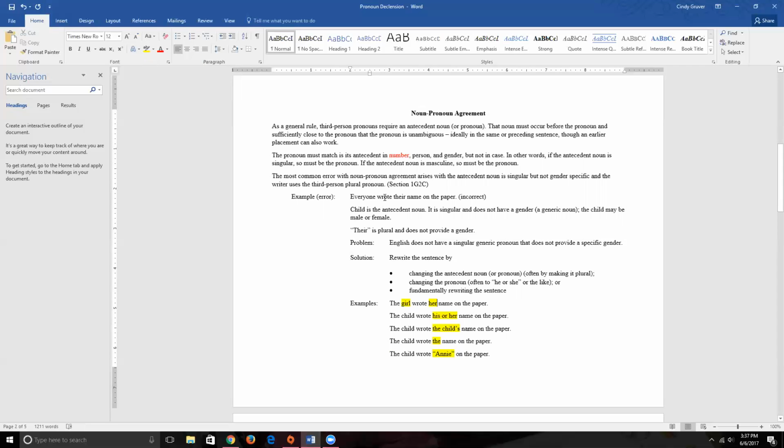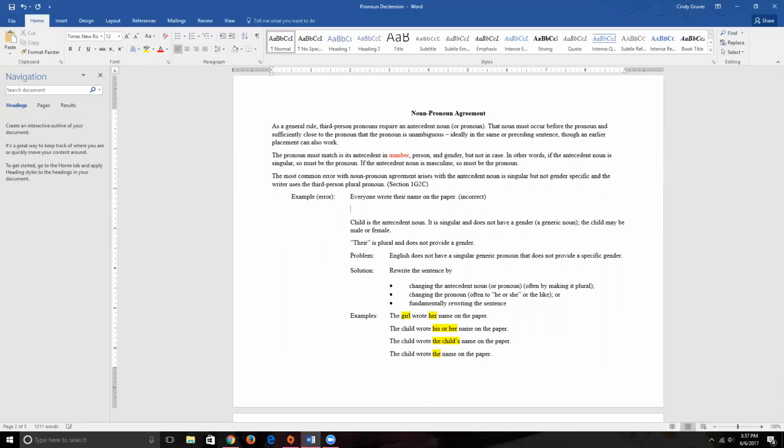But you know what? An easy approach to this one is going to be just saying the students wrote their name on the paper. So we replace the indefinite everyone with a noun. And probably we're going to end up finding that the noun that best replaces it, from a logical standpoint, is probably going to be a plural noun. Because again, the underlying concept behind everyone is plural.